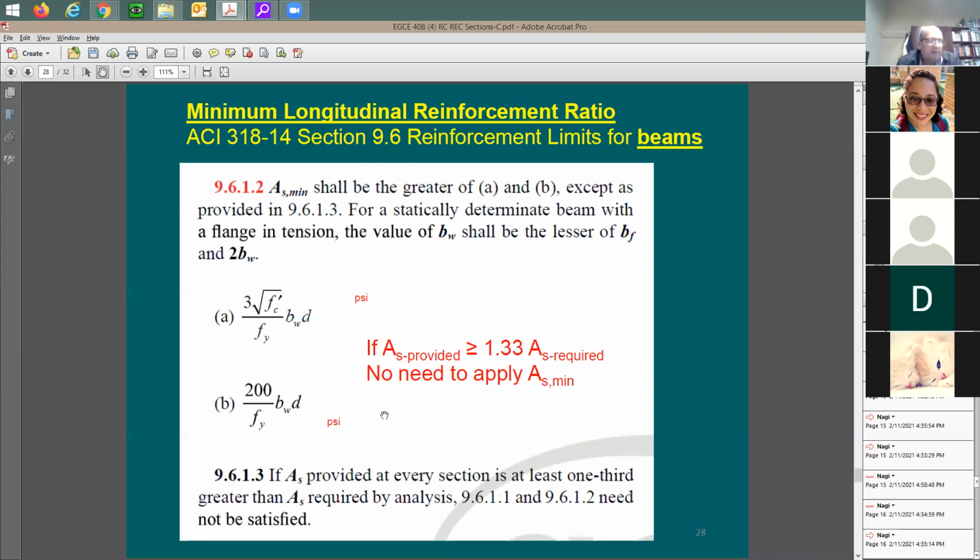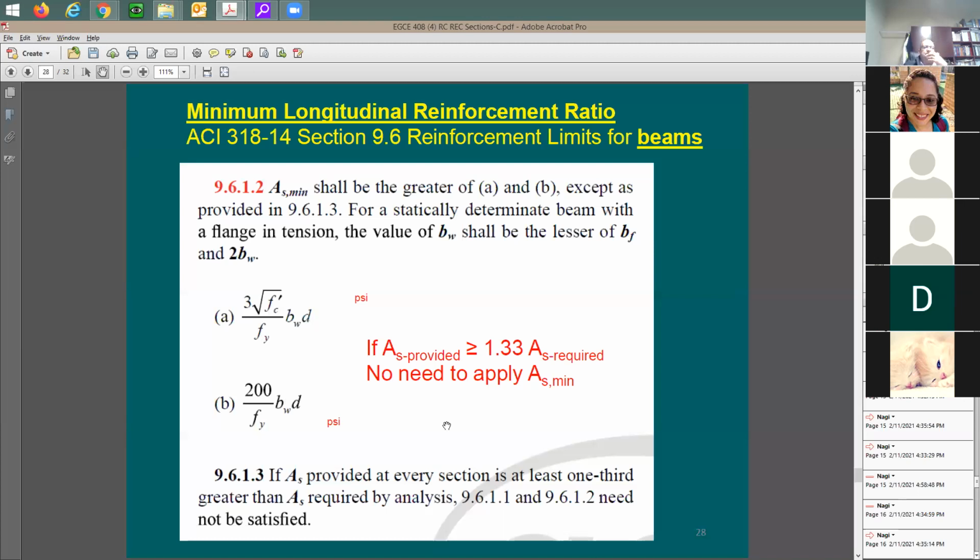It is very tricky. Once you see here F prime C and the square root, this needs to be in PSI. So what does this equation say? It says minimum AS equals AS minimum, this is the way they call it, 3 square root of F prime C, the strength, divided by 60,000. You see, this one is going to be 60,000. B and D also are going to be in inches. So be sure that everything here is going to be in PSI. Also, this equation says 200 divided by F sub Y. Don't use here 60 KSI, use 60,000 PSI times BD.